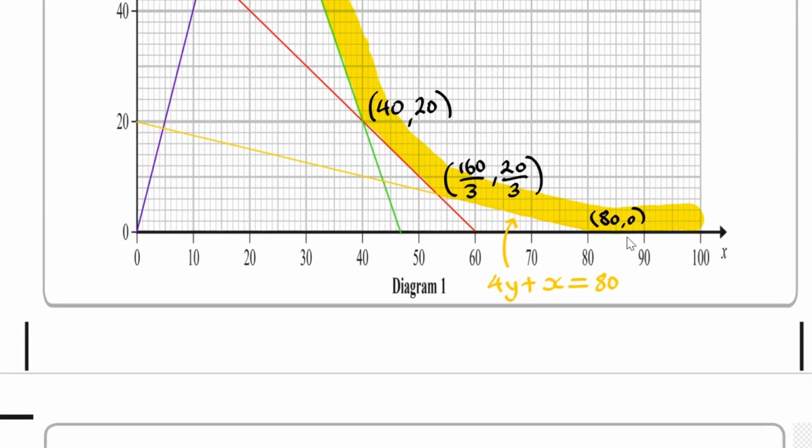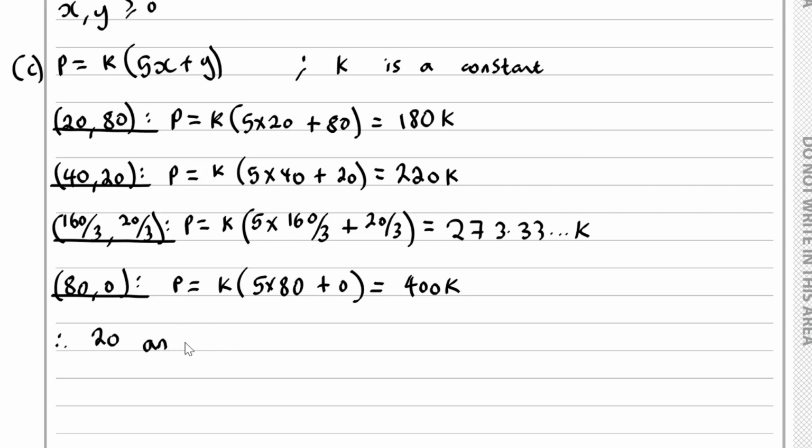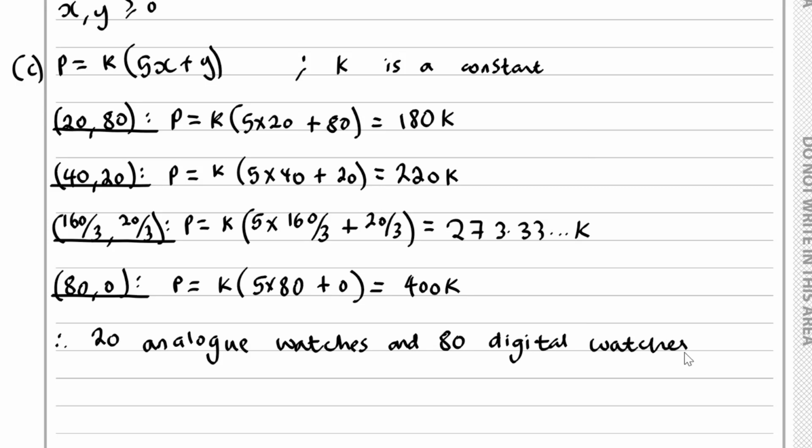And the last point we've got is the 80, 0. If we substitute that in, we have p equals k lots of 5 times 80 plus 0. So it turns out we get 400k. Obviously the smallest one is the 180k, and therefore we can conclude from here that we need 20 analog watches and 80 digital watches. So that's part C done.